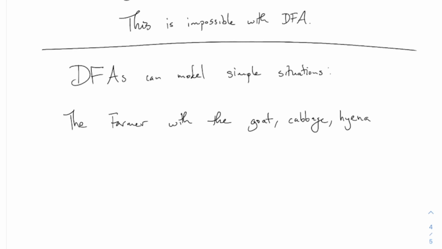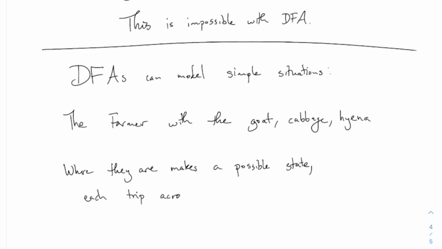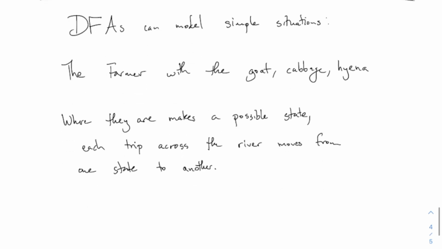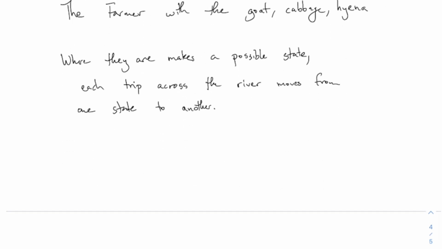We're not going to get to finish this in detail today, but I want to model this in terms of states. So where they are makes a possible state. And there are only so many possible configurations that they can be in. And then each trip across the river moves them from one state to another. All right, and I'm going to label the states in a way which describes where everybody is.